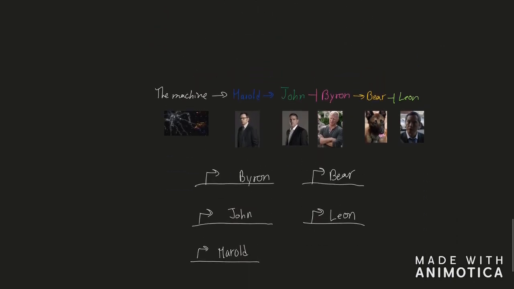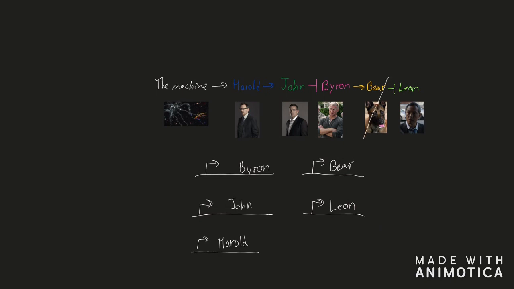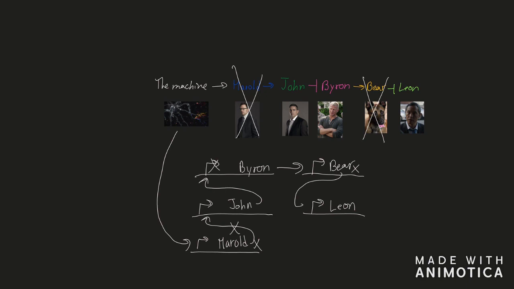Let's do another one. This time Bear and Harold proteins are mutated. So the machine tries to activate Harold, but since Harold's protein is mutated, he can't activate John, which in turn means John can't suppress Byron. That means Byron can activate Bear, but since Bear's protein is mutated, Bear can't suppress Leon, so therefore Leon can be expressed or survive.